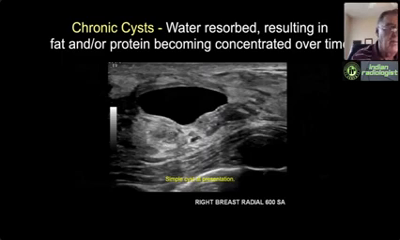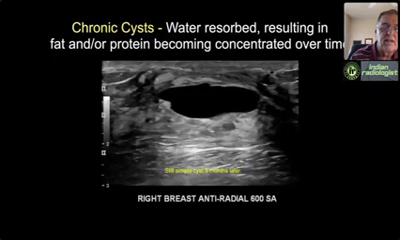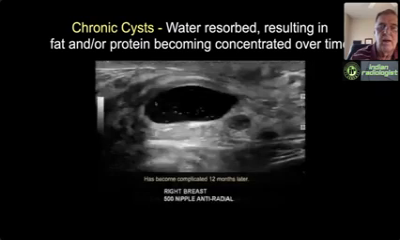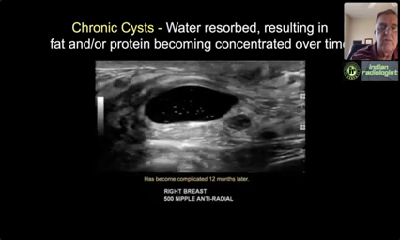But in general, the amount of protein and the percentage of fat is so low that we don't see any echoes. Here's a simple cyst. Here it is on a 6-month follow-up, 5-month follow-up. It still looks like a simple cyst. It's completely anechoic. But at 12 months, it's a little smaller, and now it's developed some echoes.